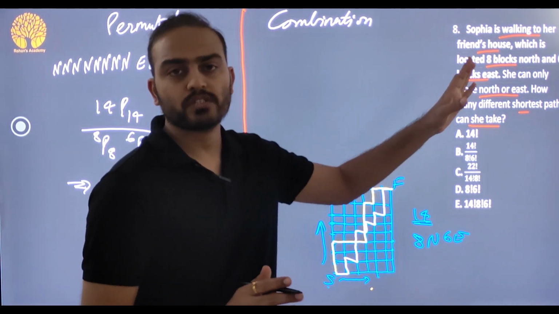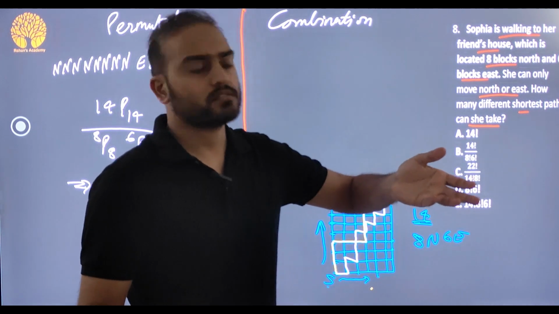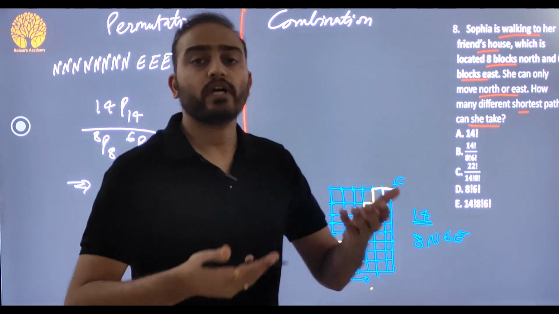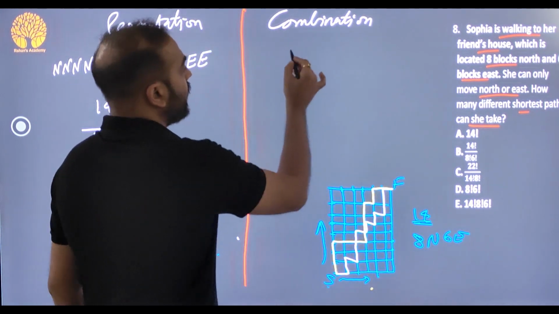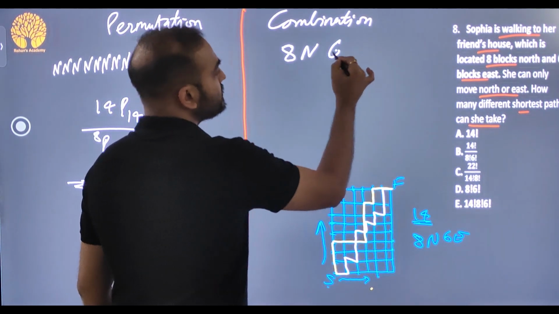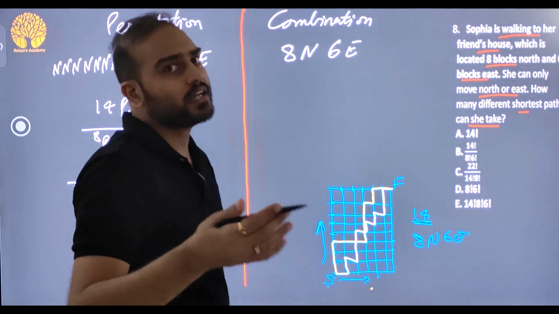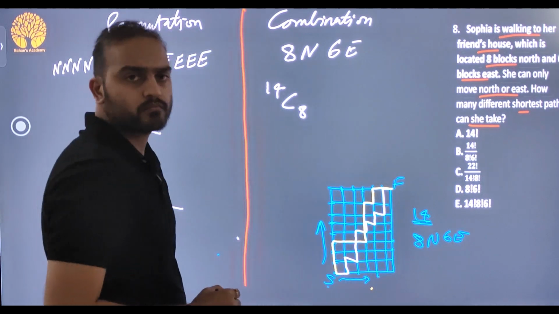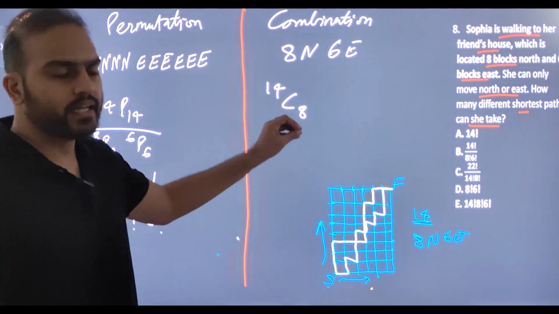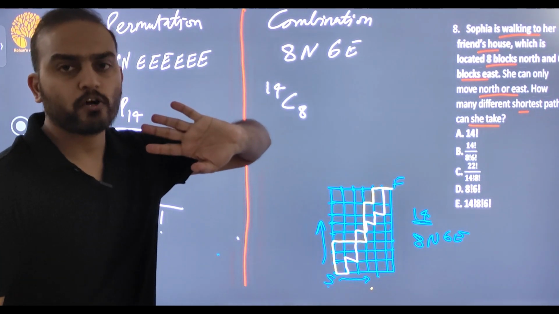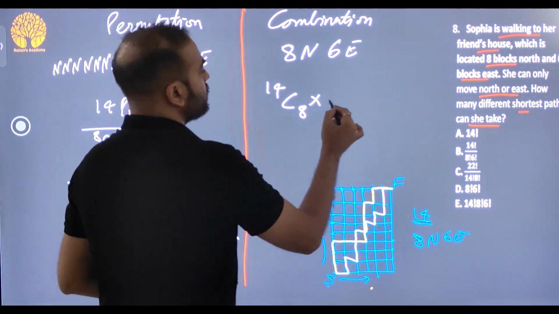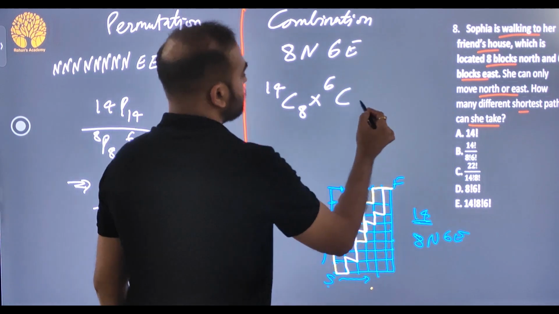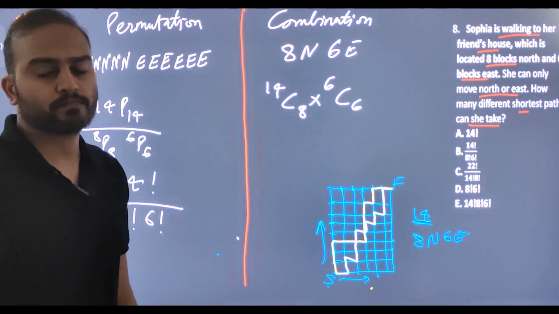Now, on the other hand, if you're someone who thinks that end of the day, she has to take 14 steps to reach, which 8 she takes as north, which 6 she takes as east, doesn't matter. So then what will you do? Let's see, I need 8 north, 6 east. Which 8 does not matter. So from 14, pick any 8, and say these are my north ones. From the remaining 6, pick any 6. These are your east ones.